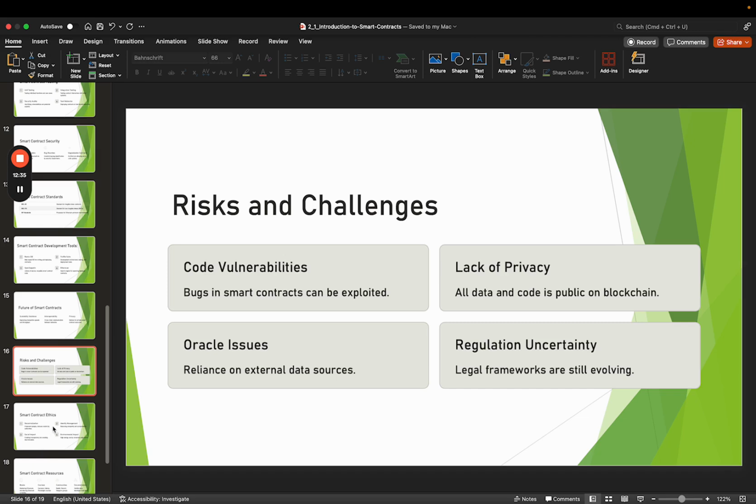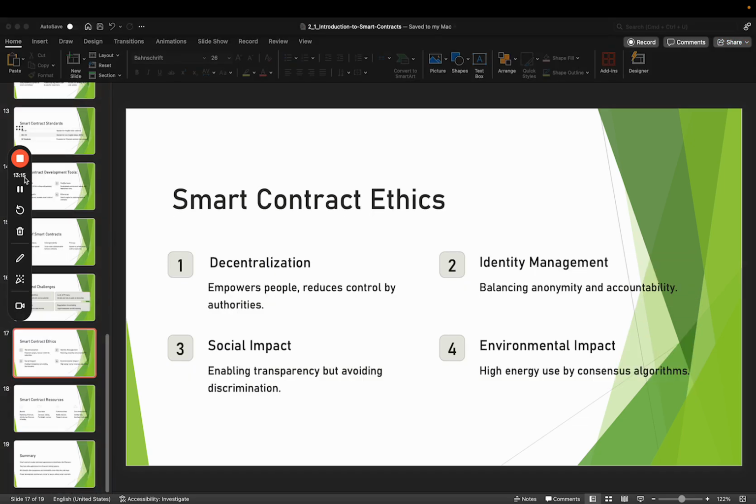Moving on to smart contract ethics. Looking to the future, smart contracts hold immense potential. They can automate complex processes across various industries, enhancing efficiency and trust. However, ethical considerations must be carefully managed, like decentralization, identity management, social impact, and environmental impact. Decentralization promotes fairness and reduces the risk of single points of failure. It empowers users by eliminating centralized control, but it also presents challenges in governance and consensus mechanisms.